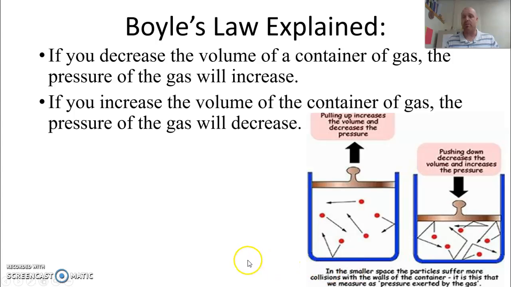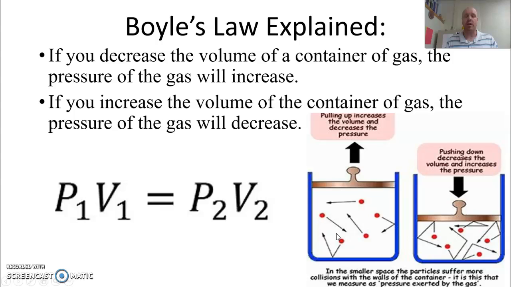Okay, and then the pressure increases or decreases by the bouncing of the molecule off the wall. That's how we measure pressure. Okay? The formula for that is P1V1. So the pressure and volume of the first container is equal to the pressure and volume of the second size of that container. Okay, so we can move these variables around in the formula to figure out the difference of volume or the difference of pressure, depending on what we want to do.